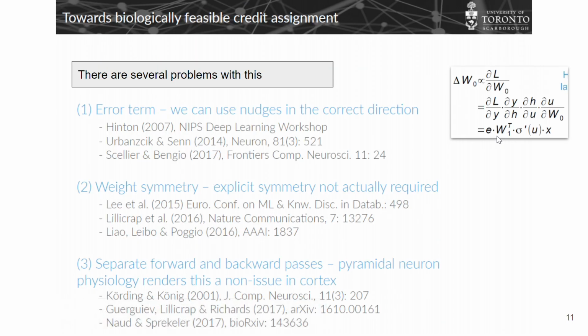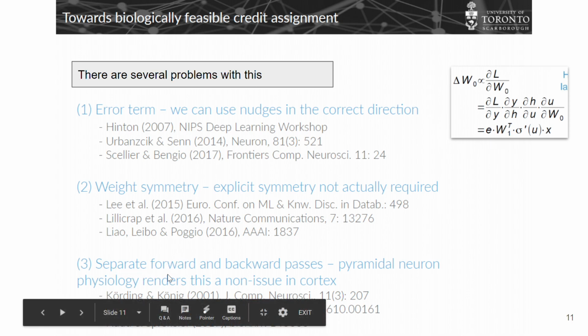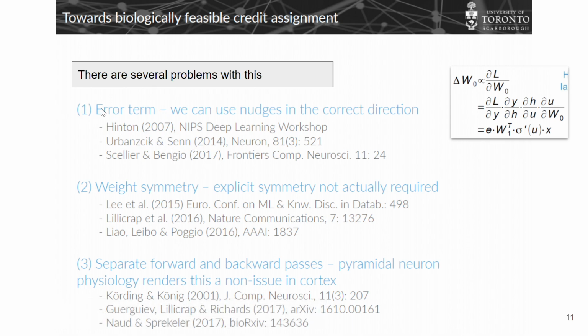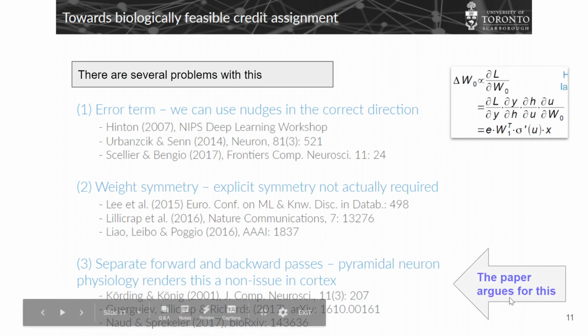So there are several problems with just using backprop. Problem one is not having access to the error term. Problem two is not having weight symmetry, which is the value of W1 transpose when you're propagating through the chain rule. And we don't do separate backward and forward passes. I'm sorry, it's hard to do separate forward and backward passes in the brain, and we'll go into the specifics of these later. So there has been some work on solving each of these problems. The present paper of this talk argues for this, but let's go through all of them and slowly knock each one out.